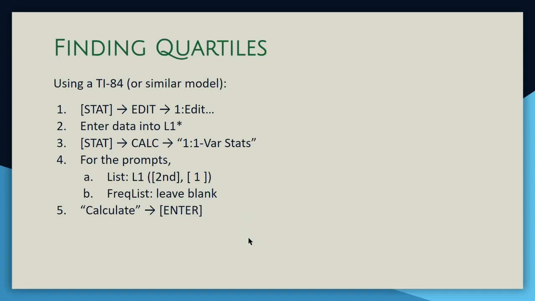When you do that, you're going to get a whole lot of information, and none of it's going to be quartiles. That's because it calculates a whole lot of things at once. You're actually going to have to use the down button on that arrow pad to scroll down to find Q1, the median, and Q3.